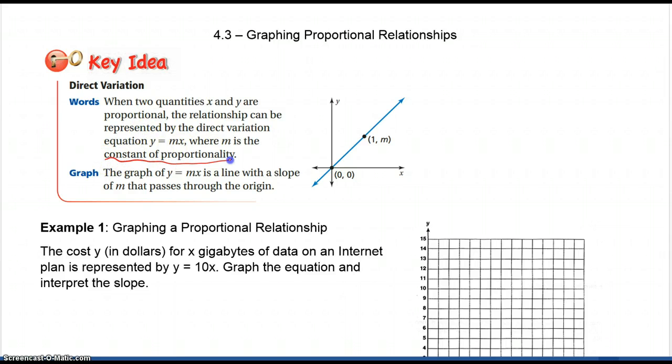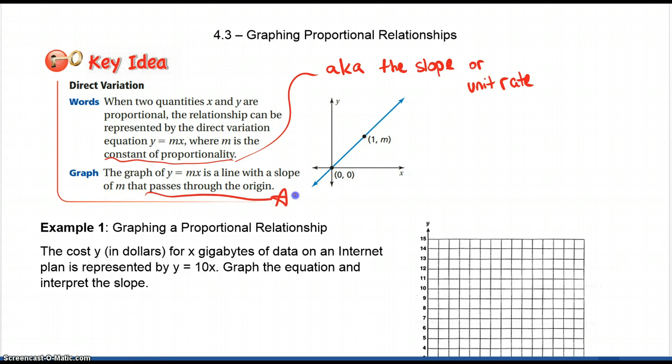And this constant of proportionality, we could say, is also known as the slope, which you should be familiar with by now, or you might also call this the unit rate. So here's a graph that demonstrates what a proportional relationship looks like. And again, it's in this form, y equals mx, and it's a line with a slope of m. So the m is right there, that's the slope, that passes through the origin.